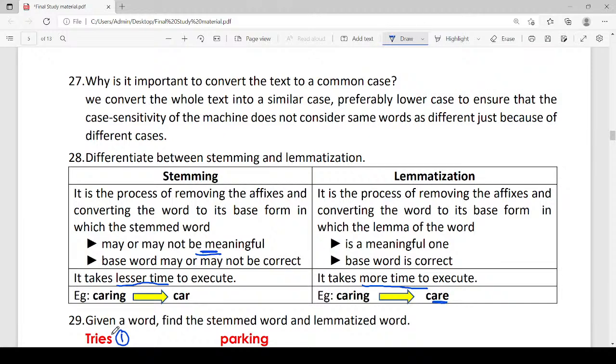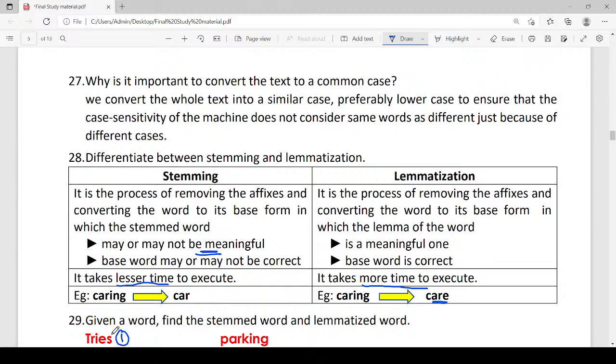T-R-I is the stemmed word. T-R-Y is the lemmatized word. Excellent, Rudra. Very good, Suhail, Divyashri, Aditya, Arav, Avni, Rihanna, Deepika, Hemshri, Speed Hacker, Priyanka, Taban, the stemmed word is TRI.